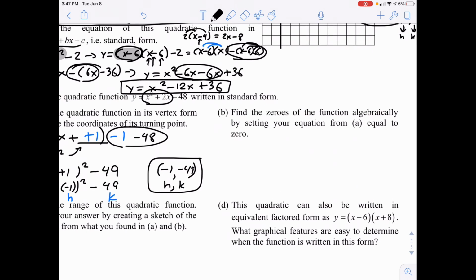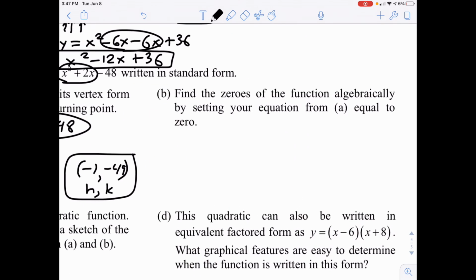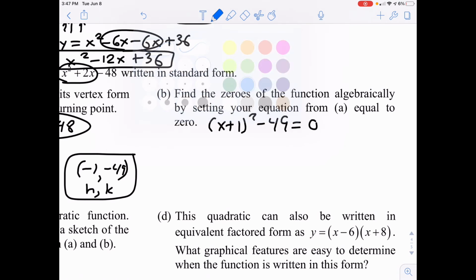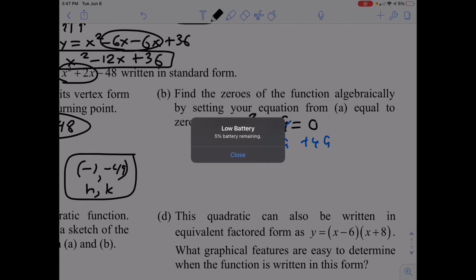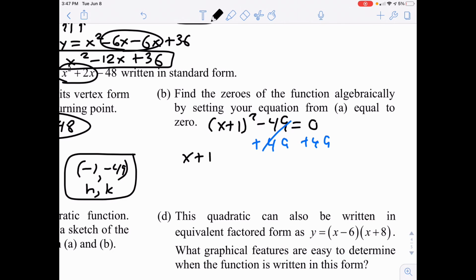Find the zeros of the function. Well, got to set it equal to 0, right? So the function would be x plus 1 quantity squared minus 49, but we have to set that equal to 0, and simply solve it for x. Add 49 both sides. X plus 1 quantity squared equals 49.